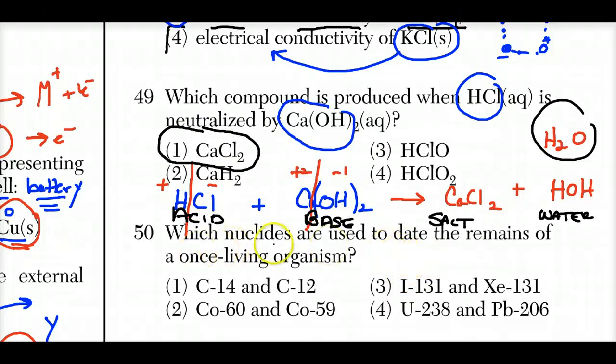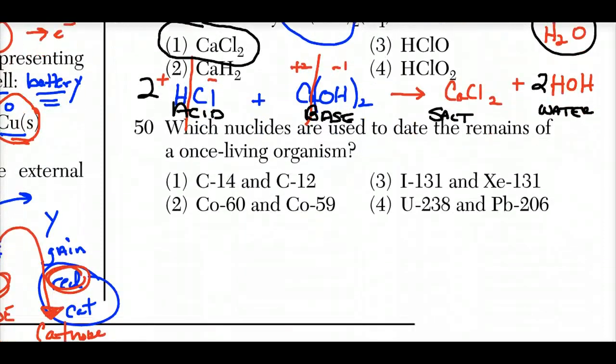Now I didn't balance it. If I had to balance it, there are 2 hydroxides here, so I'm going to throw a 2 here. That gives me 4 H's. I'd have to throw a 2 here, and now I'm balanced. Okay, last question. So the answer is choice 1 for 49. And the last question, the multiple choice, number 50.